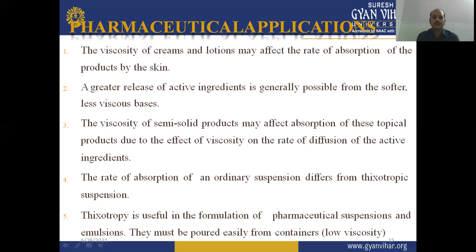Thixotropy is useful in the formulation of pharmaceutical suspensions and emulsions. They must be poured easily from the containers with low viscosity. So there are many examples or applications of thixotropy in pharmaceutical formulations.